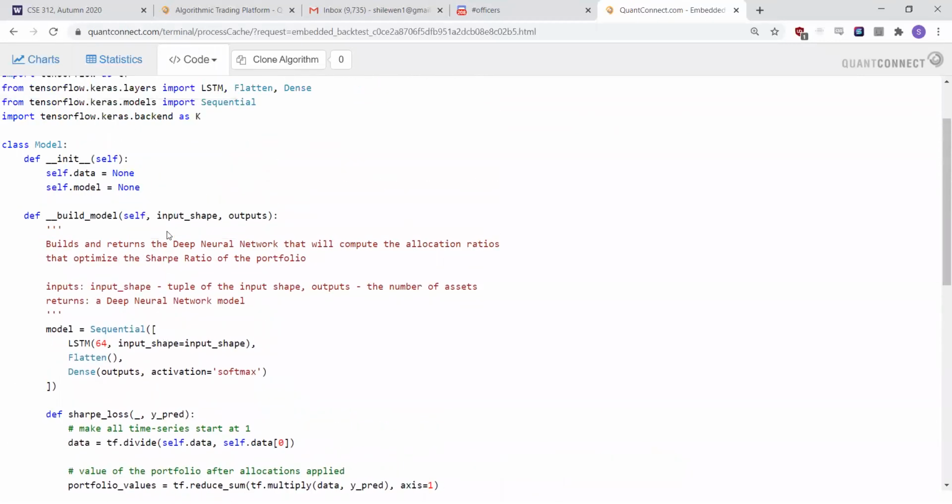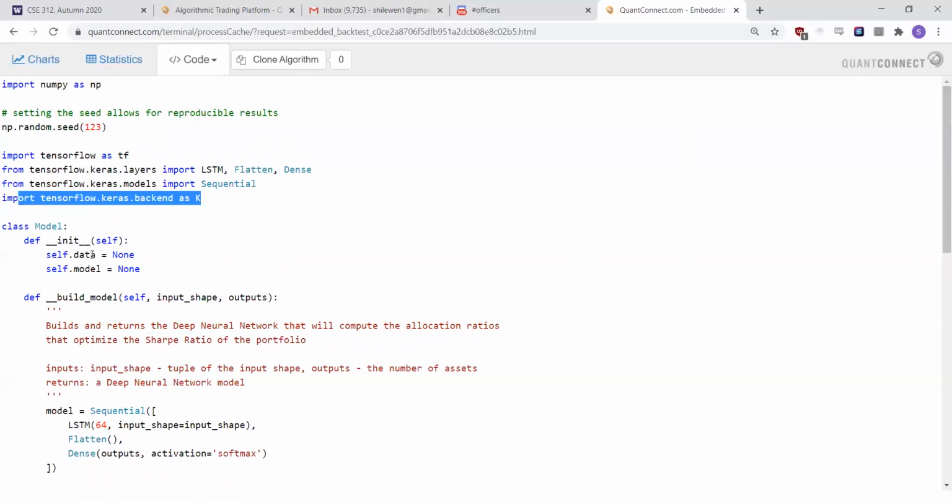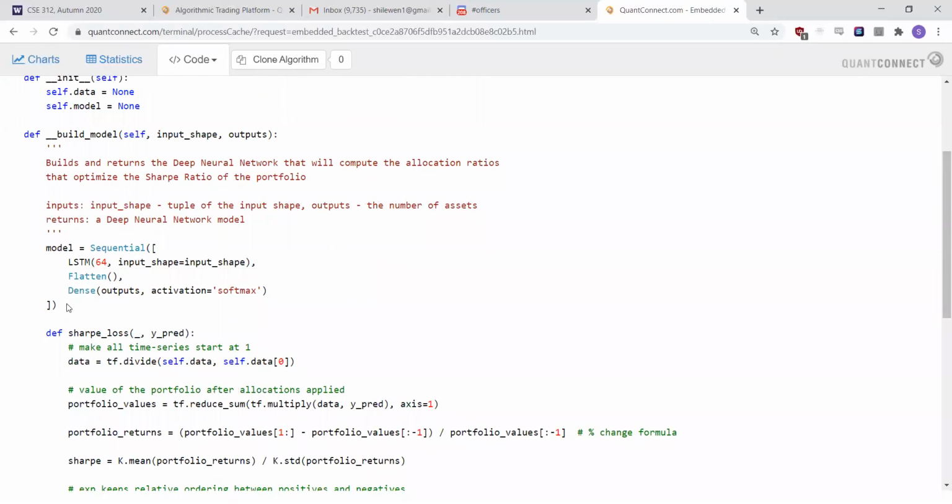I don't know if you guys are familiar with Keras, but here I just built a model. It's a first LSTM layer. If you're familiar with a neural network layer, it has a bunch of neurons, but an LSTM saves the past data and remembers it. Why would you want to remember past data?